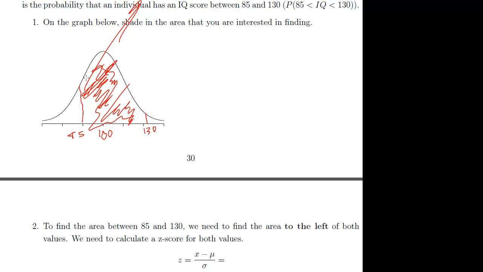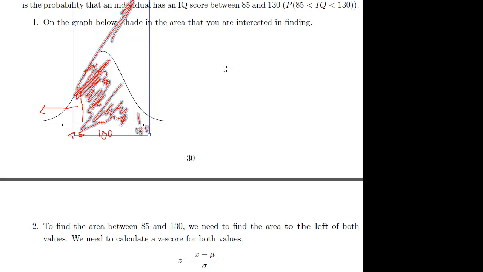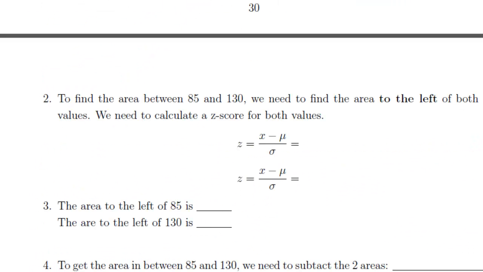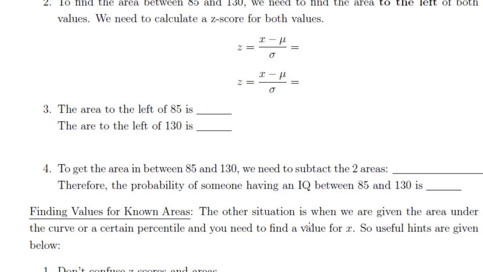So if you're using the table and the formulas, if you don't have a calculator, what you need to do is calculate 2 z-scores. We can find the area to the left of 85 and the area to the left of 130. And so I calculate 2 z-scores, find the area to the left of 85, area to the left of 130, and then subtract the 2. And if I'm using the calculator, I can use the same functions, normal CDF. We'll get to that in a second.